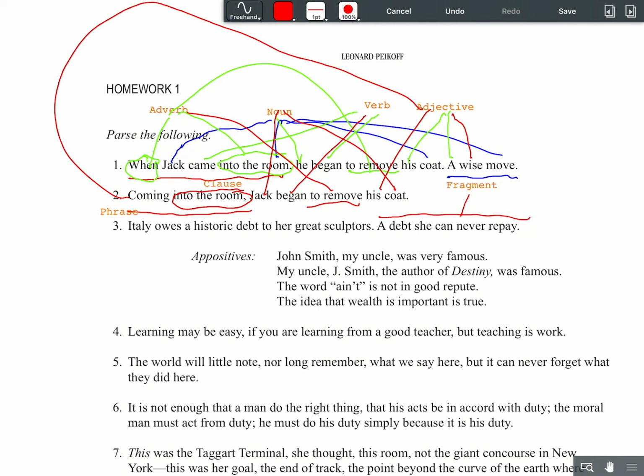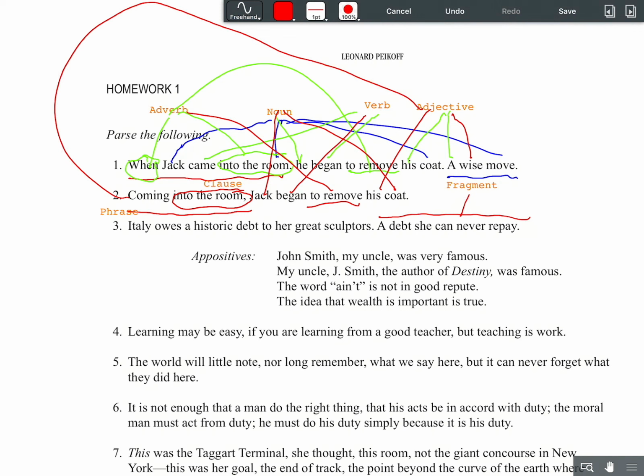it's a clause because the subject is Italy and maybe it's a phrase. So like you can ignore the never. Never is just an adverb. It modifies repay. Or whatever it is, it's a modifier on repay. So we can just ignore it.